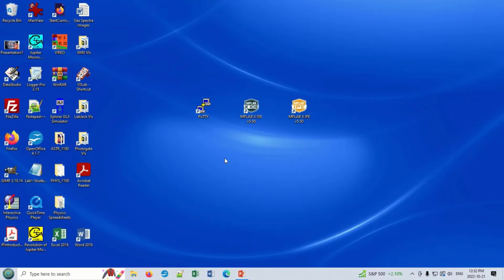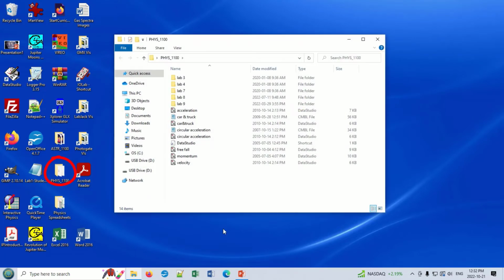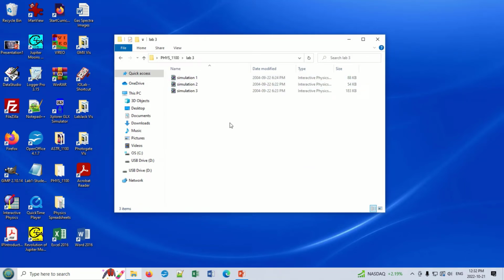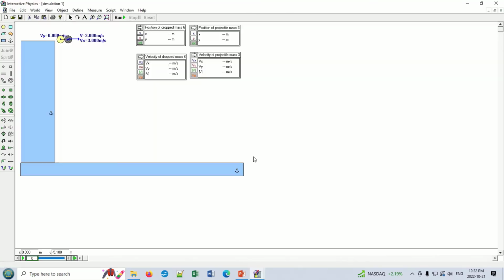So now you're ready to move on to the next part of the experiment, which is we're going to look at some simulations. So open up the Physics 1100 folder and go into the Lab 3 folder. And there's 3 simulations here. We're going to look at all 3 of these. So I'll open up the first one. And what this is, it's going to show us a little movie.